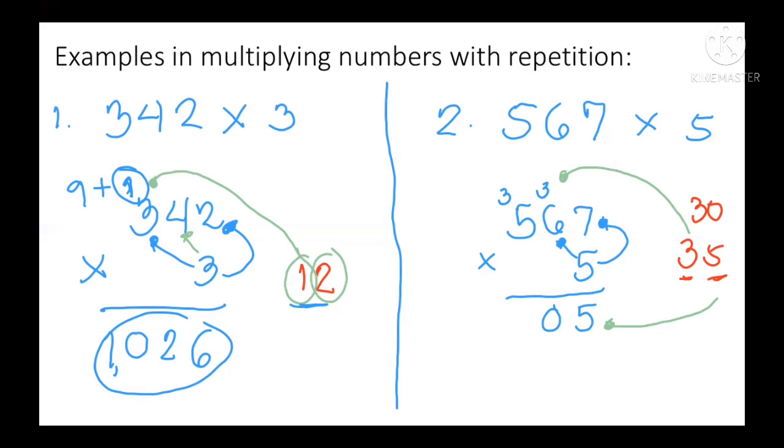Oops, we have a mistake here. We forgot to add 3, right? So instead of 30, this will become 33. Sorry for that. I forgot to plus 3 here, because we have 3 there. Now, 5 times 5 is 25 plus 3. So 25 plus 3 is 28. So our product is 2,835. Okay? 2,835.